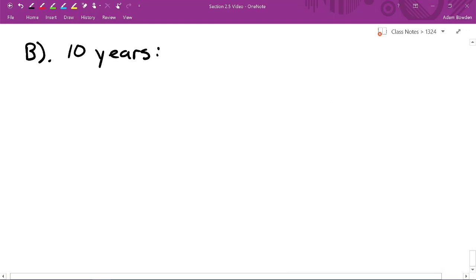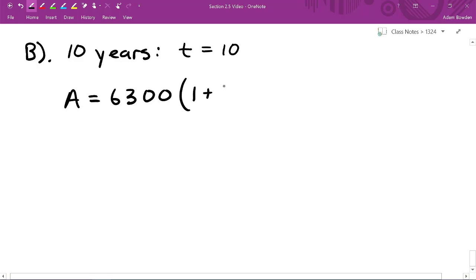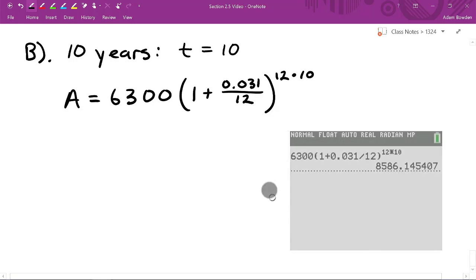For the next one, we're going to do 10 years, which means we just use the number 10 for the letter T. That means the formula is going to work out the same as what we just wrote out a second ago. So 6,300 parentheses 1 plus 0.031 divided by 12 raised to the 12, but now T is 10. So we'll say the 12 times 10 power. And again, here's what my calculator gave me for this one.